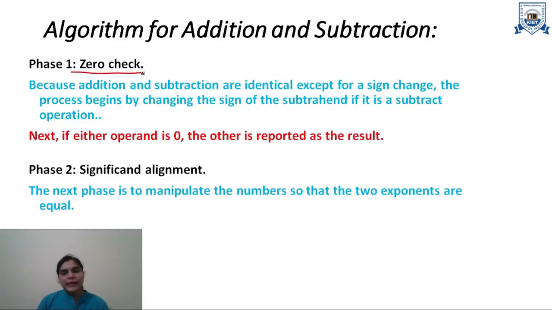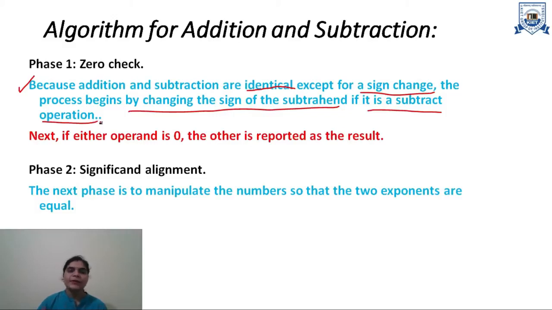Check for zeros. If we are adding or subtracting numbers and one number is 0, then the other number will be reported as the result. If either operand is 0, the other is reported as the result. Because addition and subtraction are identical operations except for a sign change, by changing the sign of the subtrahend, the subtract operation can be performed with the help of addition.